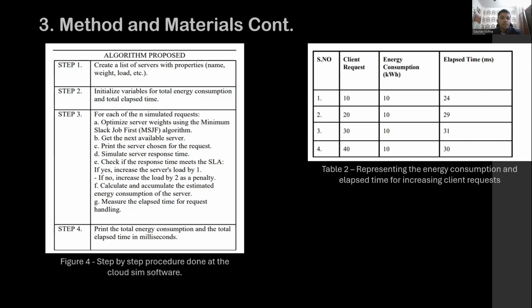In step one, we have given weights to the different servers based upon their processing power, available resources, and process. In step two, we have given variable names to the total energy consumption and total elapsed time. In step three, we have taken the MSJF technique as the main consideration by taking the request from the user with the minimum slack time, or the elapsed time needed to perform the task. The requests that have the minimum slack time are performed earlier as compared to the requests in the upcoming queue.